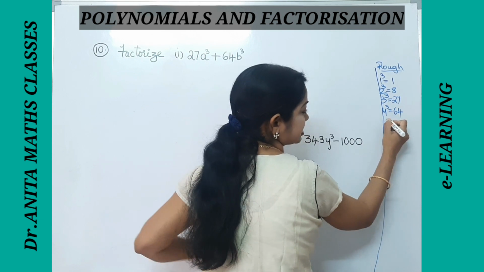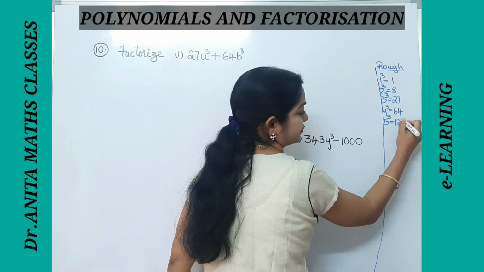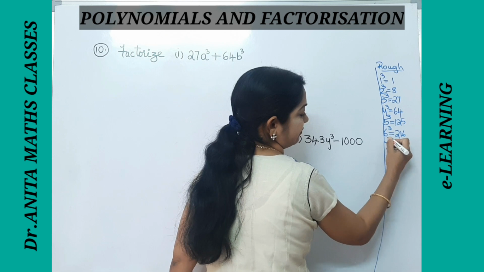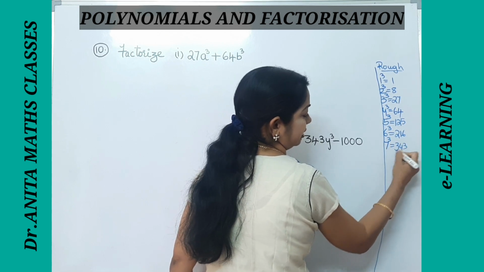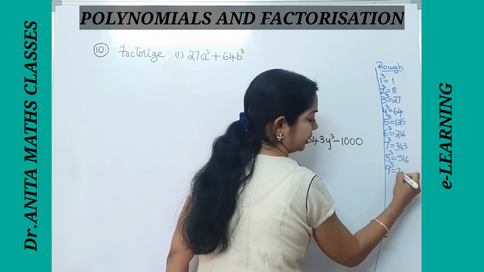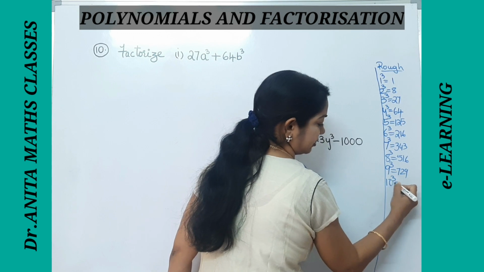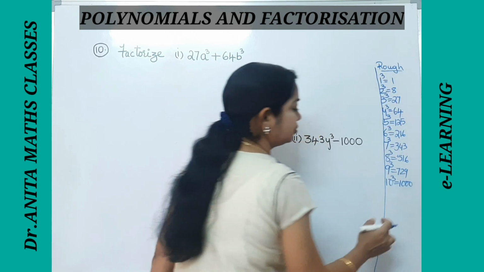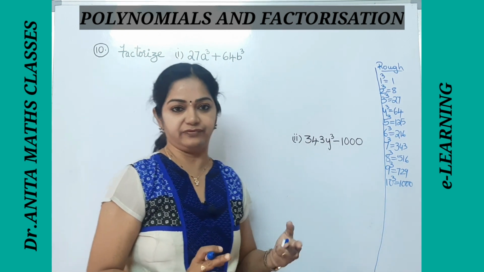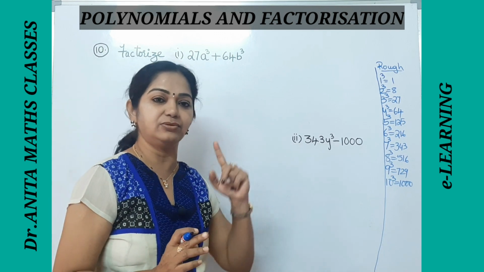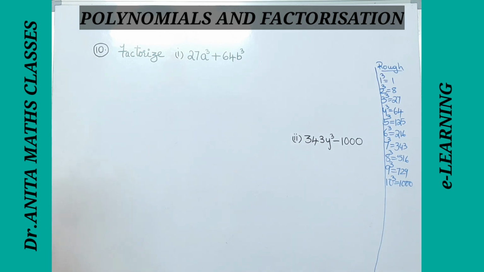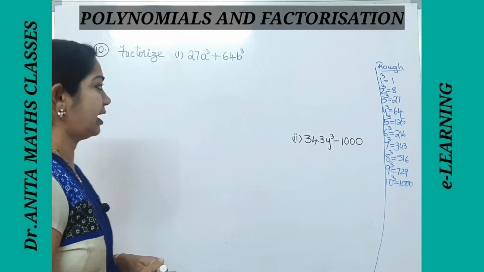4 cube is 64, 5 cube is 125, so 5 multiplied thrice. 6 cube is 216, 7 cube is 343, 8 cube is 512 and 9 cube is 729, 10 cube is 1000. So please do learn the cubes till 10 and squares till 25, from 1 square to 25 square, where 25 square is 625. If you learn them, we can easily get the questions, and it will be useful for higher education also.